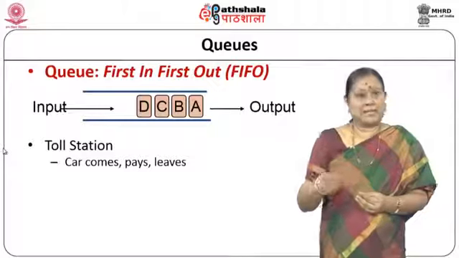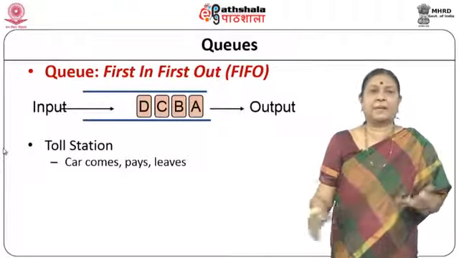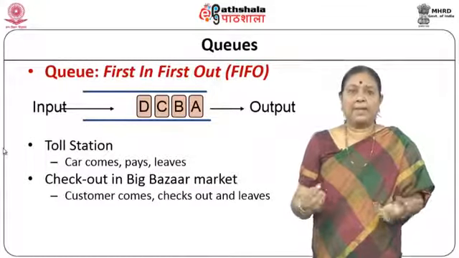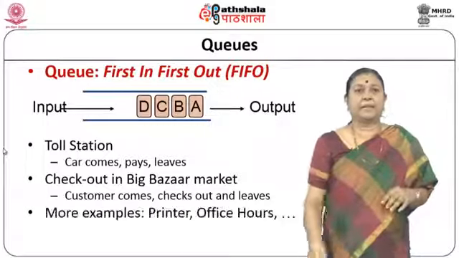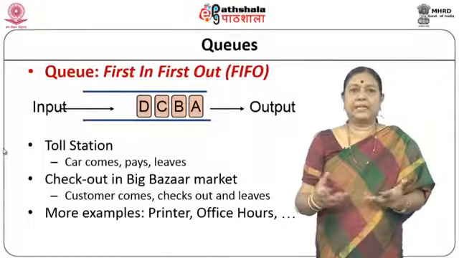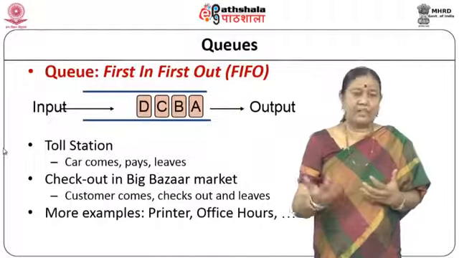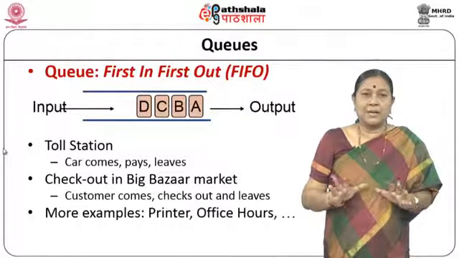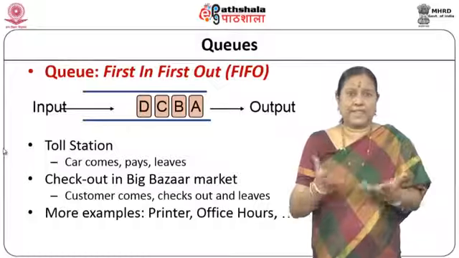Now, let us just look at some examples. You have a car coming, he pays and leaves. This is a typical toll station queue. Then you have check-out at the Big Bazaar, where a customer comes, checks out and leaves. And there are more examples like the printer queue and office hours, where you stand in the queue for a lot of things. So, these are typical examples of queues. Basically, these queues are for providing service.